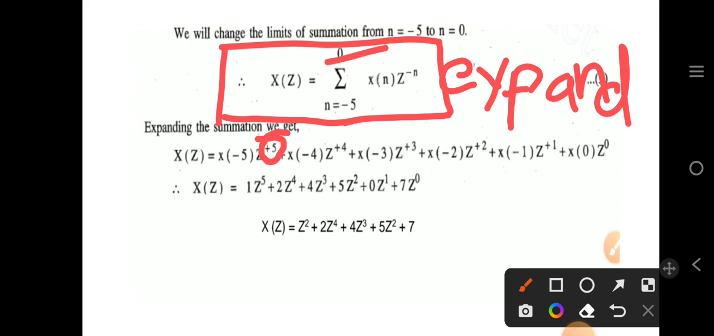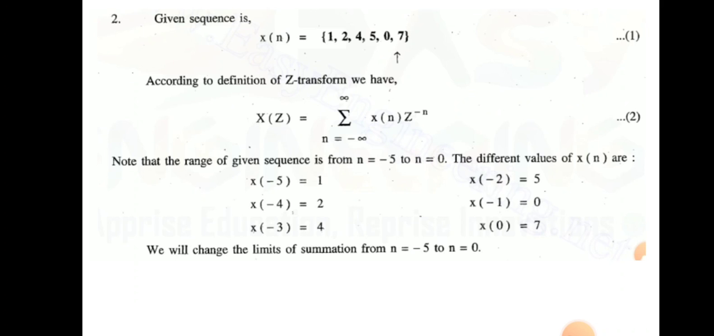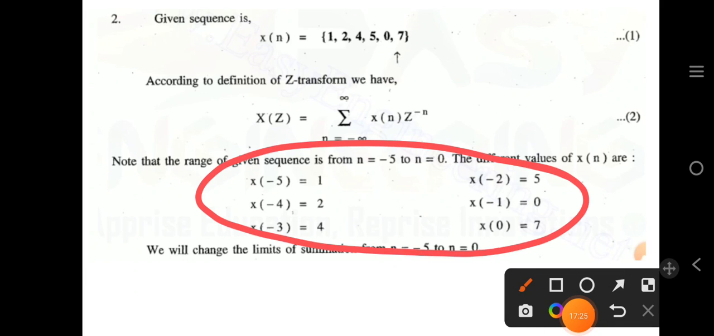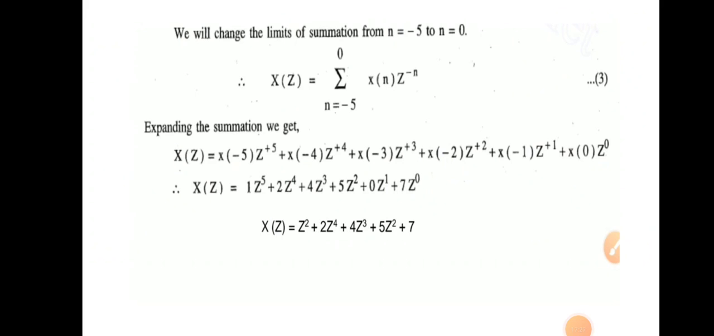How did we get this equation? We have simply plotted all these values in the above equation. So we got the final equation as x of z equals z square plus 2z raised to the power 4 plus 4z cube plus 5z square plus 7. This is the final equation.